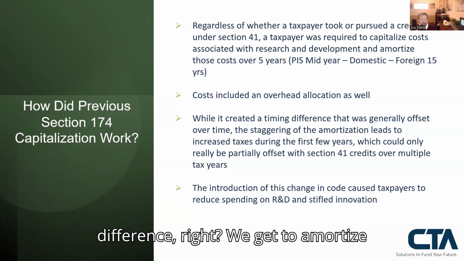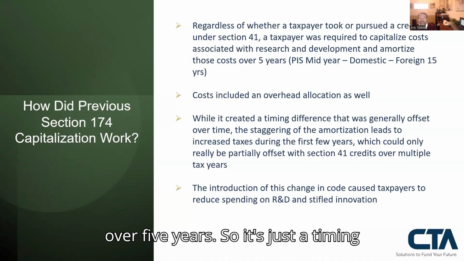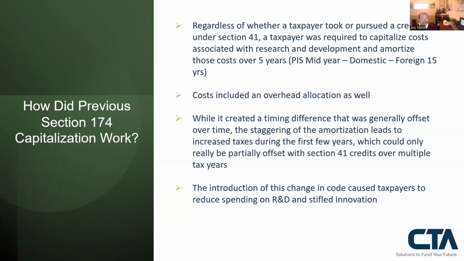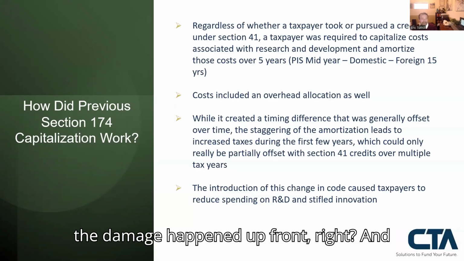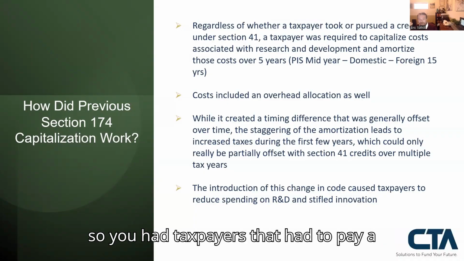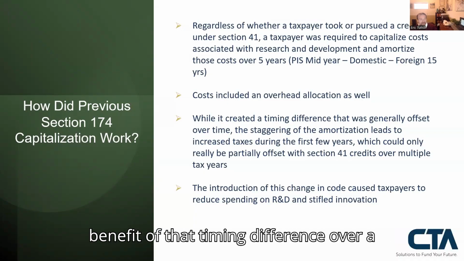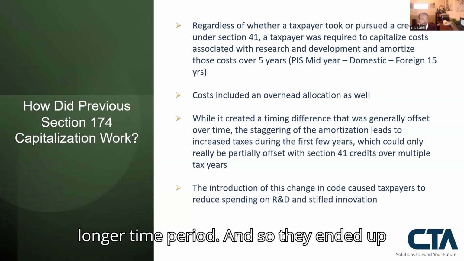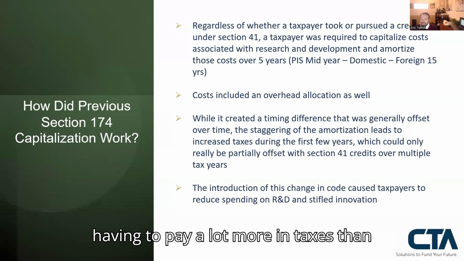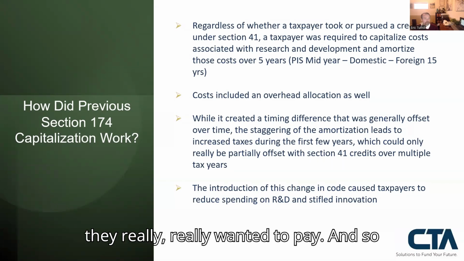because you think it's a timing difference, right? We get to amortize over 5 years. So it's just a timing difference, right? But the problem is it was a timing difference where all of the damage happened up front, right? And so you had taxpayers that had to pay a huge amount because they didn't have the benefit of that timing difference over a longer time period. And so they ended up having to pay a lot more in taxes than they really wanted to pay.